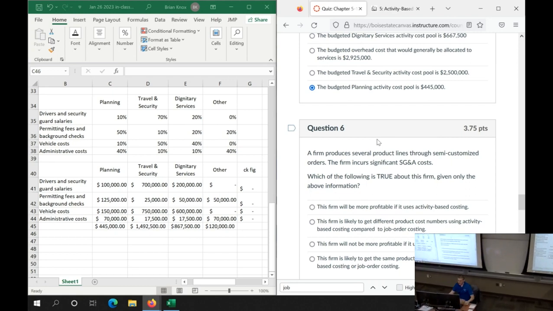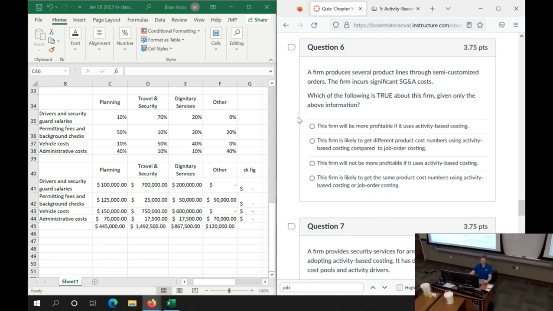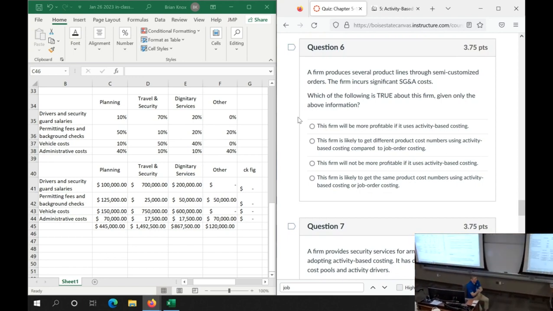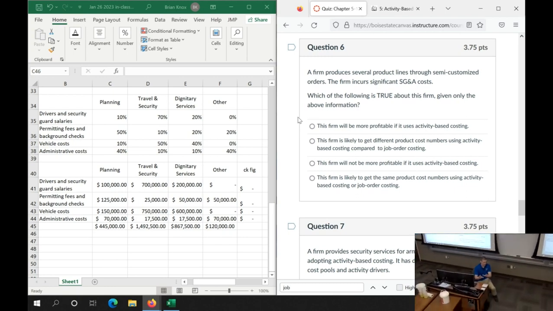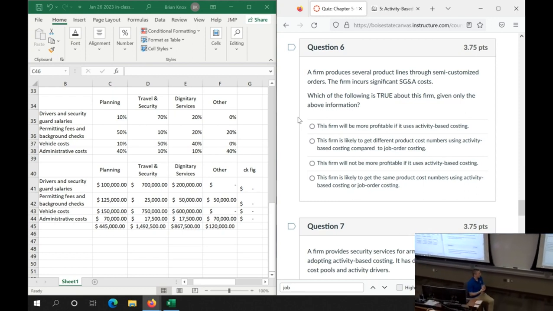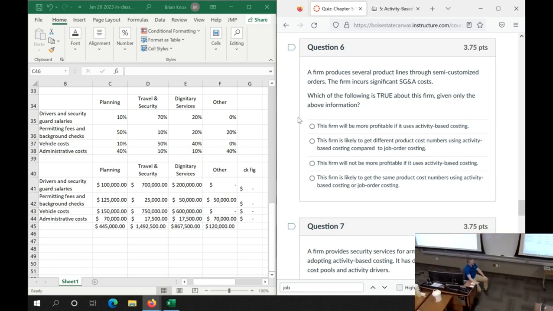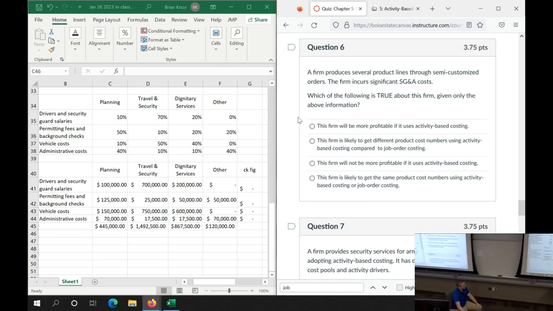So a firm produces several product lines through semi-customized orders. Okay, well, that's good because we'll talk about process costing in a couple weeks, and those quizzes are coming along. I know many of you are dying to start those quizzes. I know, I get the emails. But they'll be available very soon. And semi-customized means it would not be good to do process costing.